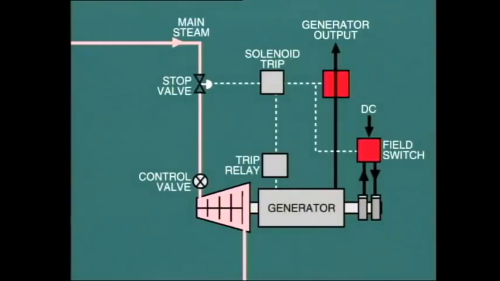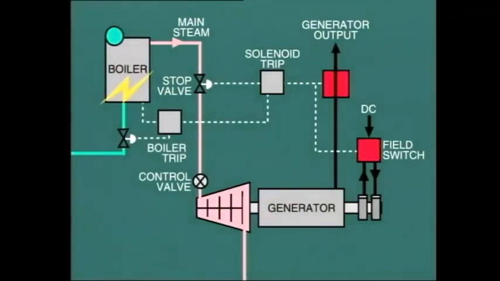For example, if an internal fault developed inside the generator, it would be necessary to trip the generator breaker and the field switch, and also the turbine stop valve to bring the generator to a stop as soon as possible.